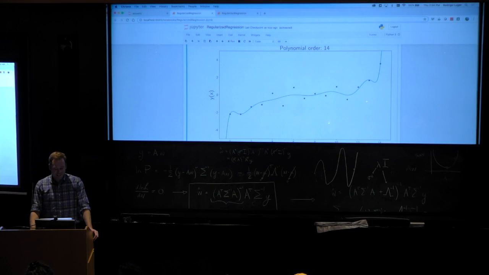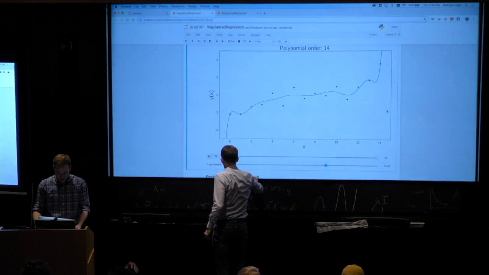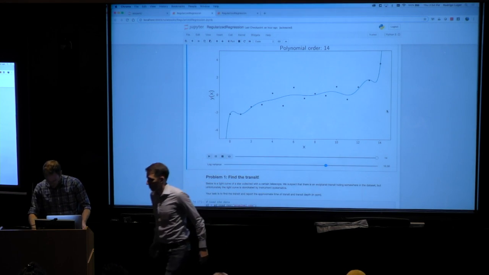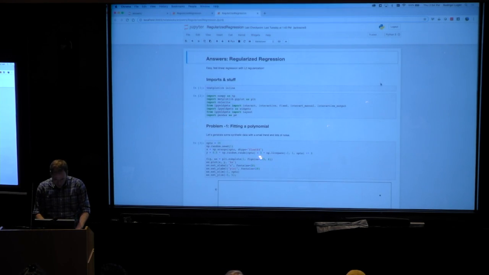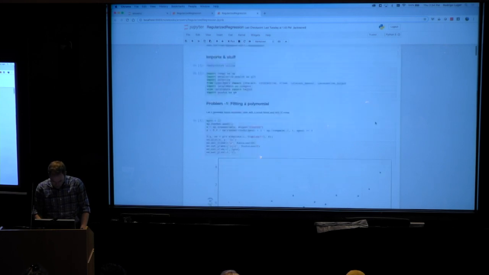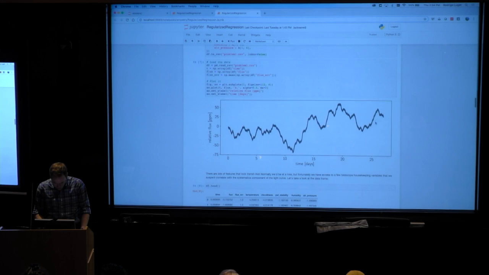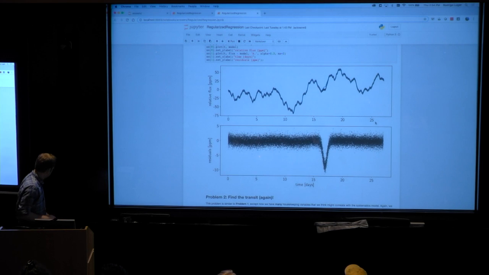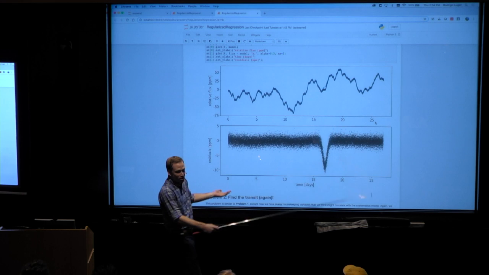Okay, everyone, let's go over the answers. Thanks. You will see that as before, the answers are right there in the repository. So if you just go to the answers folder and open up the notebook, they're all there. And so if you did problem 1, you should see that the transit is not at all where you might think it was ahead of time. It's right there. That doesn't even look like a transit.